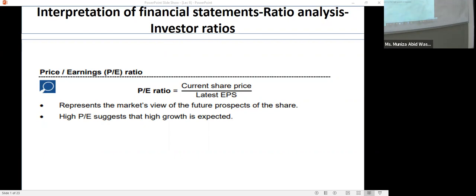The basic source for the application of the ratios is financial statements. On which particular document are the ratios going to be applied? On the financial statements of the organization.